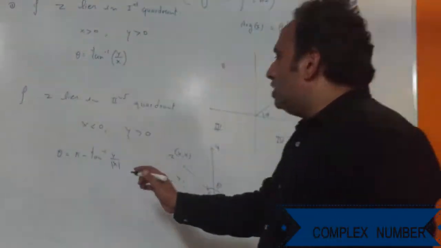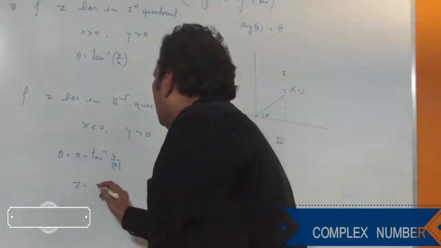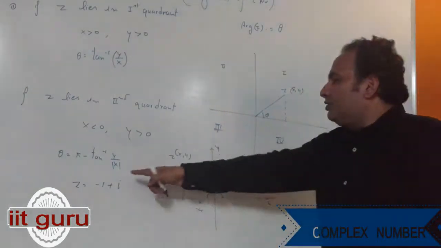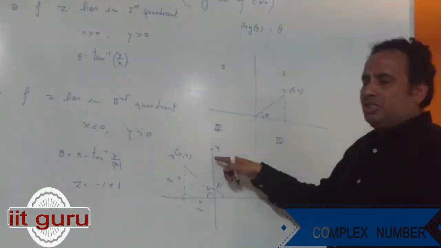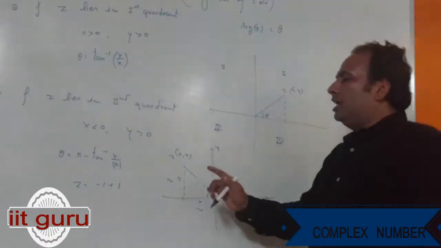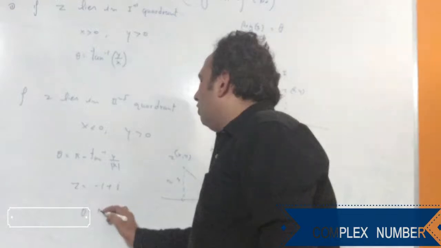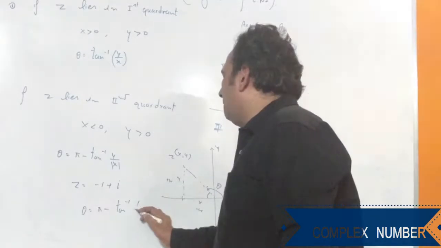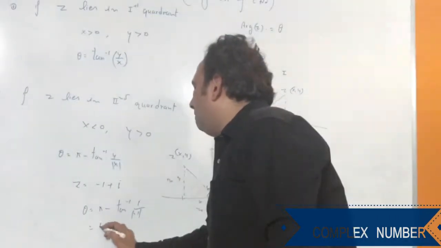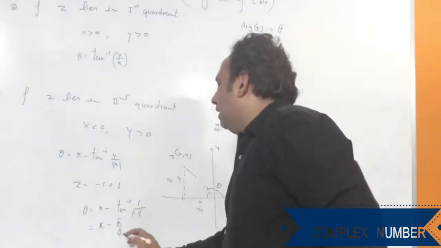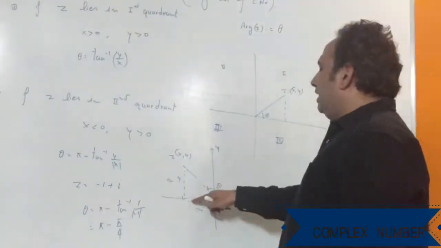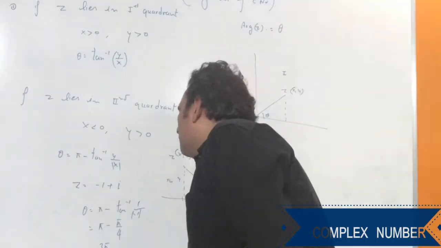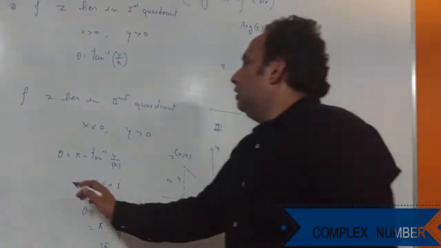Suppose z equals minus 1 plus iota. Where does it lie? Minus 1 is the real part, negative, and plus iota is the imaginary part, positive. So it lies in the second quadrant. We can say theta equals pi minus tan inverse of 1 upon mod of minus 1, so pi minus pi by 4. This is the entire angle pi and this is pi by 4, so 4 minus 1, that is 3 pi by 4. This is our final answer, 3 pi by 4.